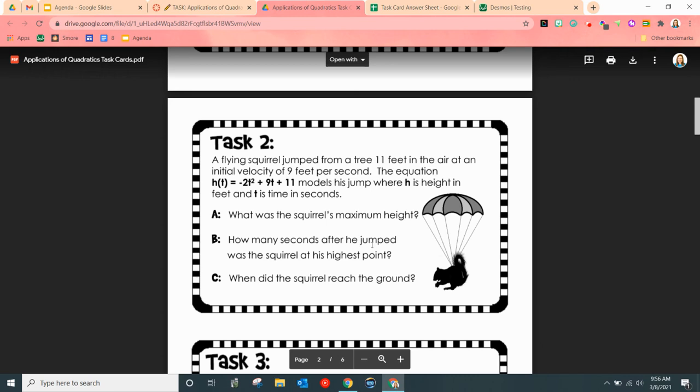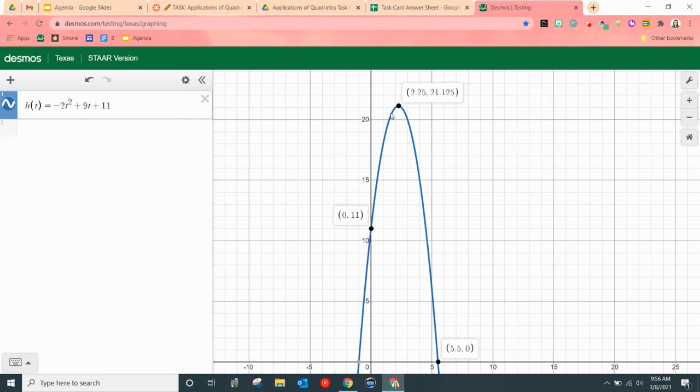How many seconds after he jumped was the squirrel at his highest point? That's what we just talked about. At 0 seconds, he hasn't jumped yet. It's like he jumped and someone started a stopwatch. Nobody starts a stopwatch until he jumps. He's at his 11 feet in his tree or whatever. Then he jumps up. Well, the time there at his maximum is the 2.25.